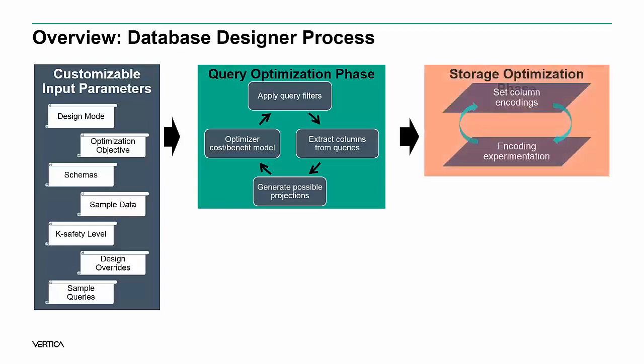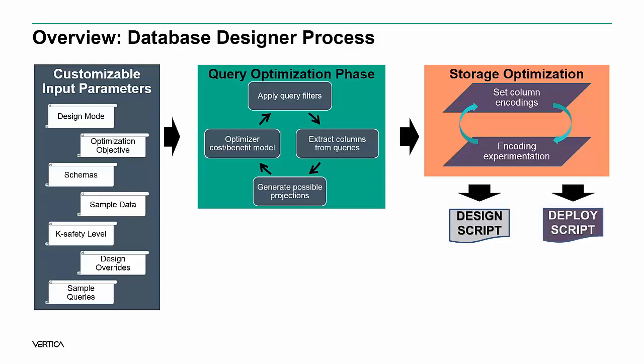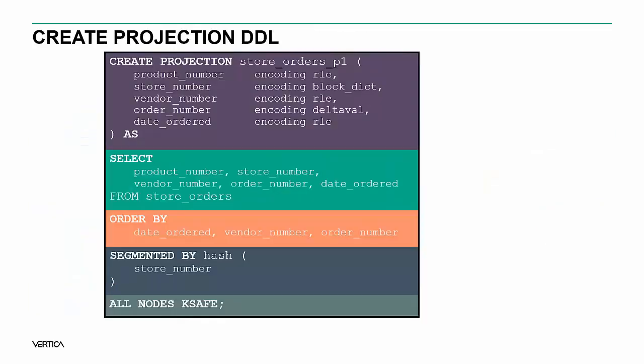The next step is to figure out how to efficiently store that information on disk. For each column, the DBD tests different encoding methods to determine which creates the most efficient storage footprint. Once the storage optimization phase is complete, the DBD outputs two scripts. The design script contains the create statement for each projection to be built, and the deployment script is a SQL script that actually creates the projections in your database.